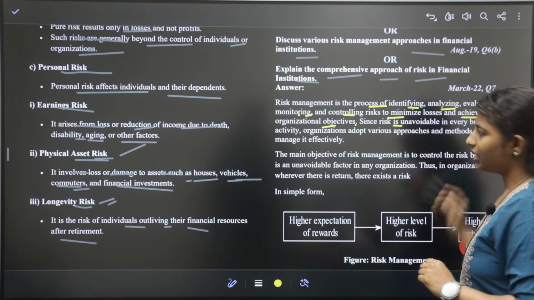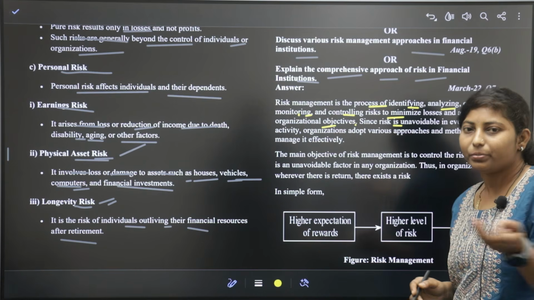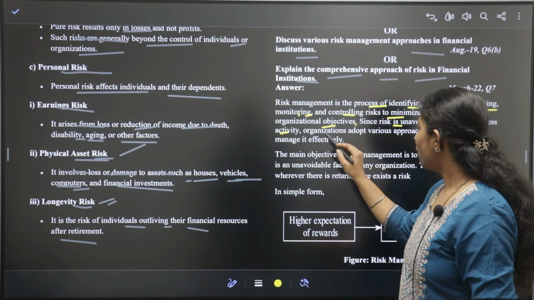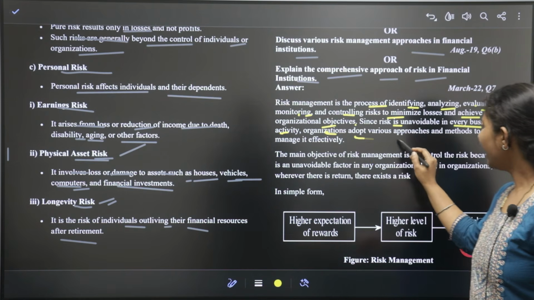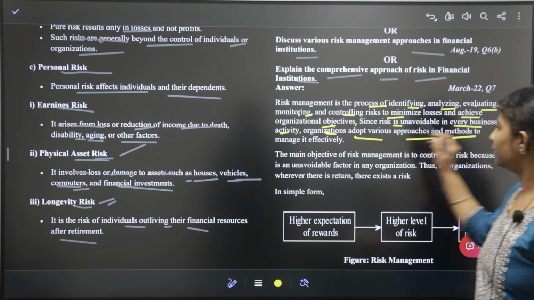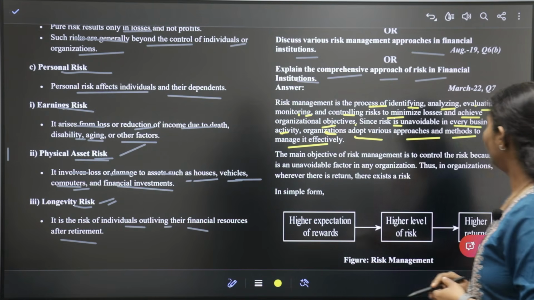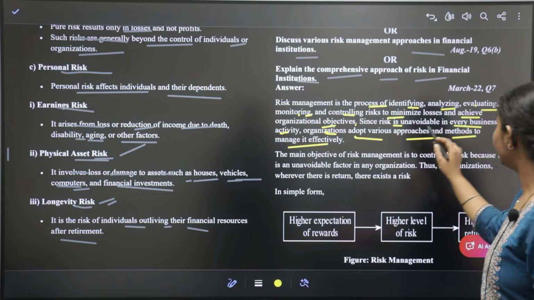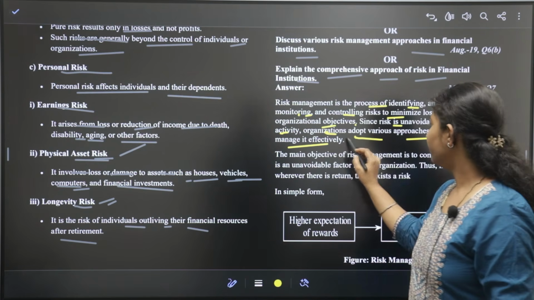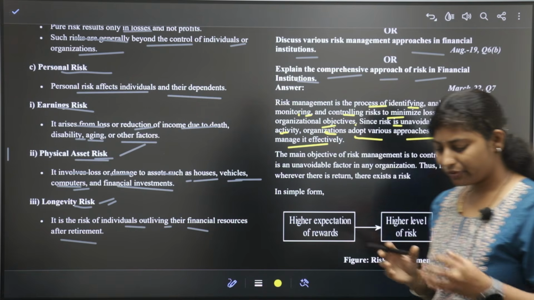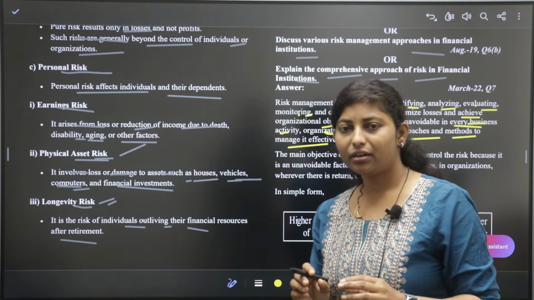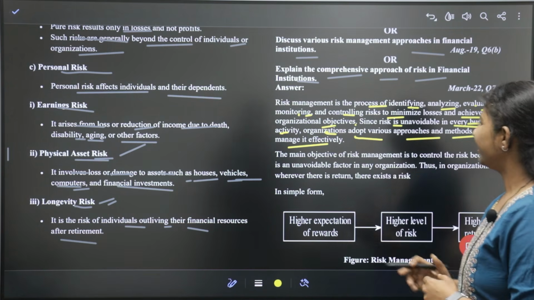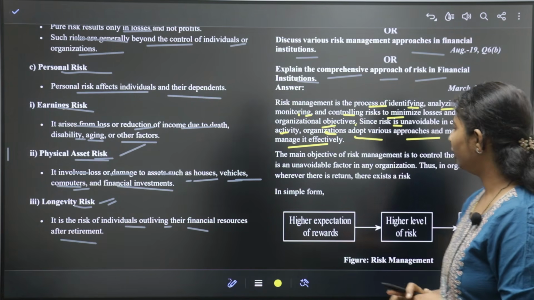Since risk is unavoidable, it cannot be avoided, and in every business activity, organizations adopt various approaches and methods to manage it effectively. So risk management is very important. It is not avoidable, but organizations adopt various approaches and methods to manage such risk in the business, which helps to manage it effectively.